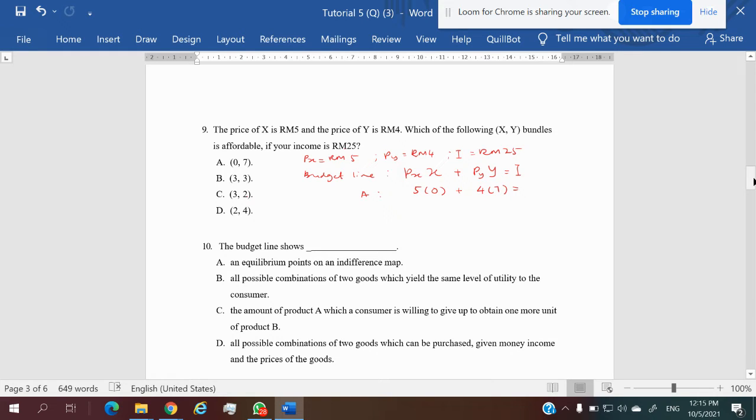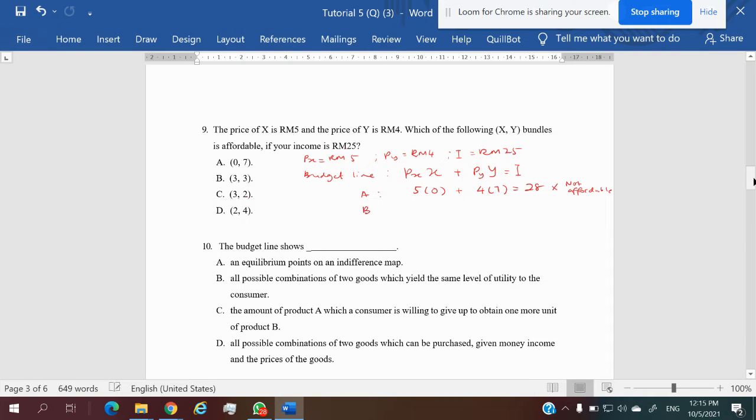So how much do you get? How much money do you need to spend? 28. So the money that you need to spend to purchase 7 units of good Y is more than your income. So you cannot afford it. Not affordable, eh? So this means the combination A here is not affordable for you. You don't have enough money to get this combination.